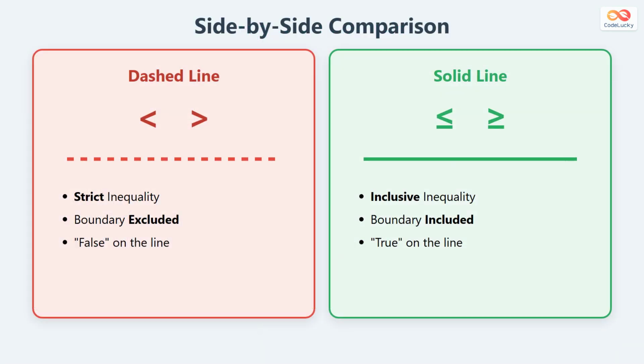Here is a side-by-side comparison to help you remember. On the left, if you have less than or greater than, it is a strict inequality, so you exclude the boundary with a dashed line. On the right, if you have the or equal to line under the symbol, it is an inclusive inequality, so you include the boundary with a solid line.